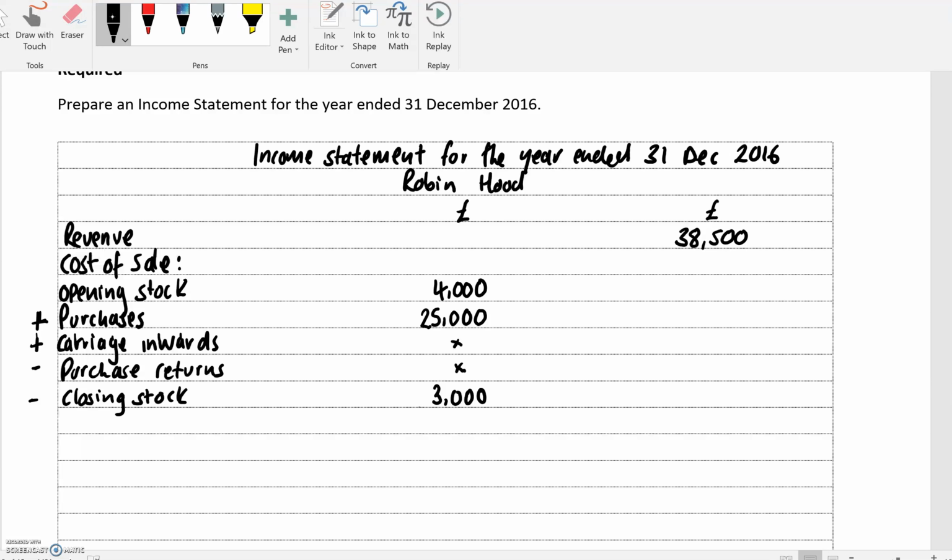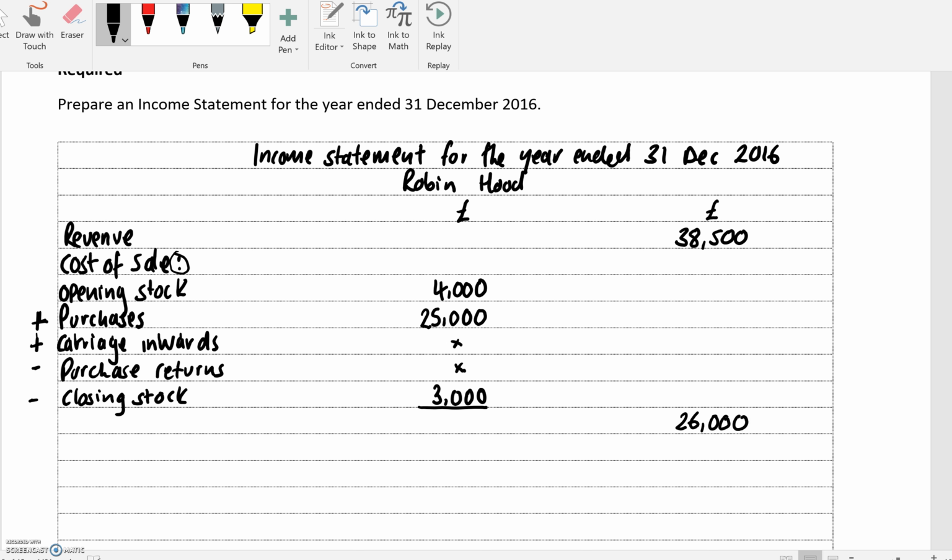So our total for our cost of sale is we're going to put into the main heading over here. And this is why you have a colon to identify the answer here. So 25,000 plus 4,000 minus 3,000 should give you the cost of sale of £26,000.